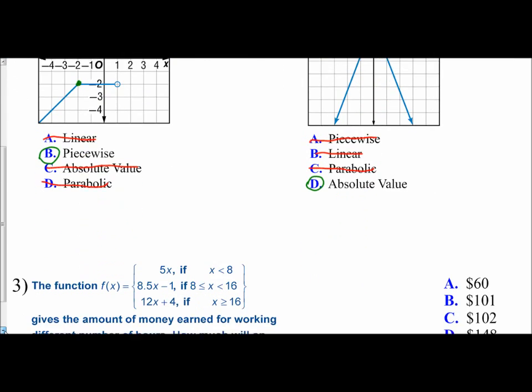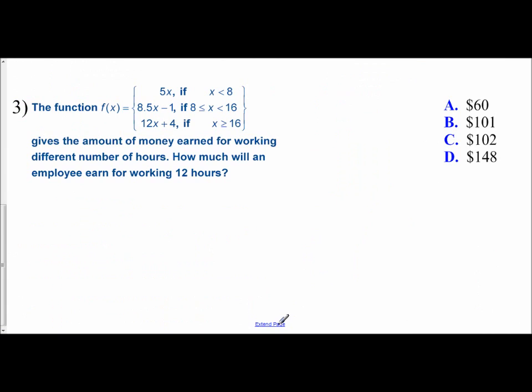Let's look at applying a piecewise function. And so in this application, we're told here are the three expressions, f of x equals, and our conditions are: if x is less than 8, it's 5x. If x is between 8, including 8, but less than 16, so it's between 8 and 16, including 8, then it's 8.5x minus 1. If x is greater than or equal to 16, it's 12x plus 4.